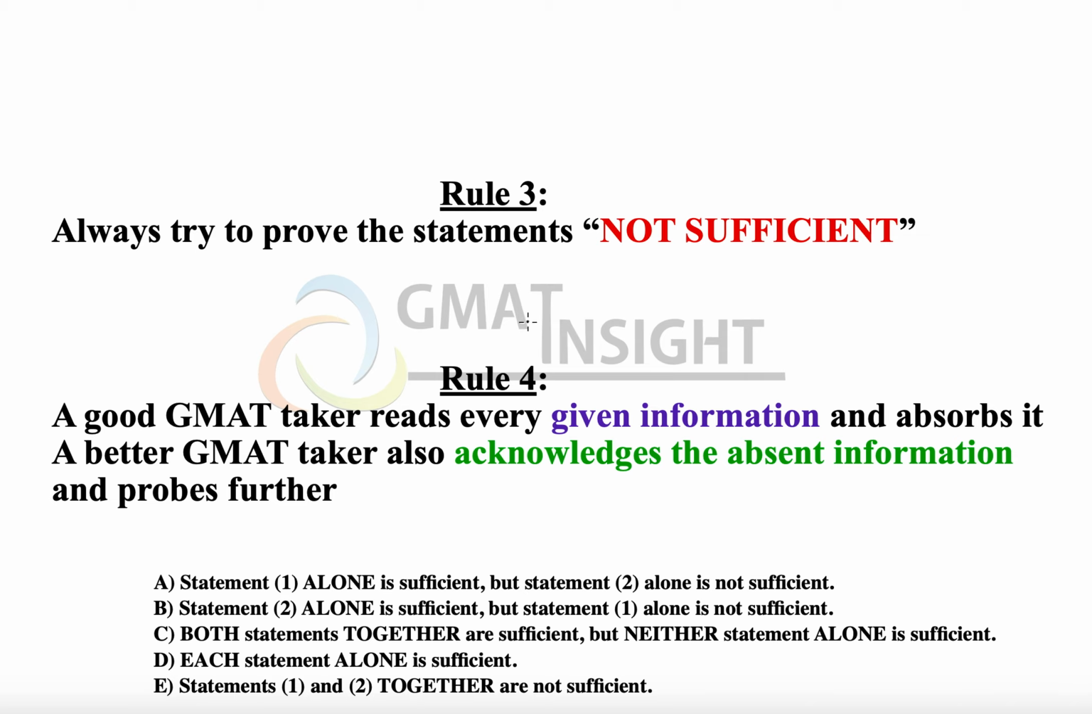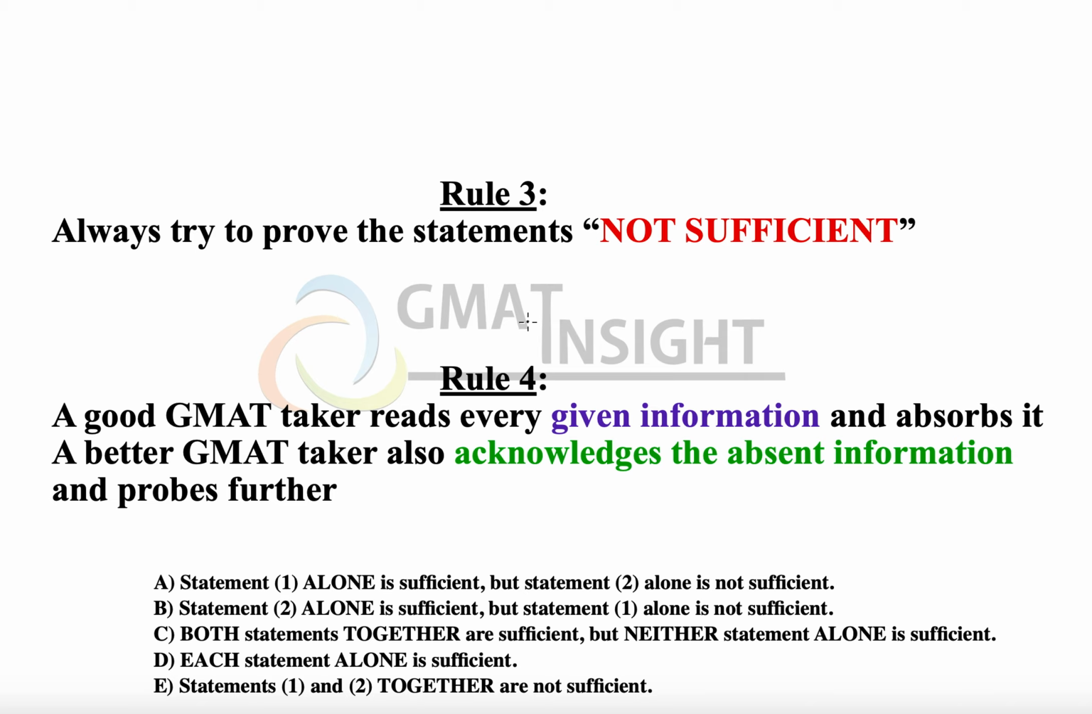So rule number 3, the most important rule, is always try to prove that the statements are not sufficient, which means you never have to look for the possibility of the statement to be sufficient. It's always an incorrect thing. You should always try to see on what basis you can say that the statements are not sufficient, right?